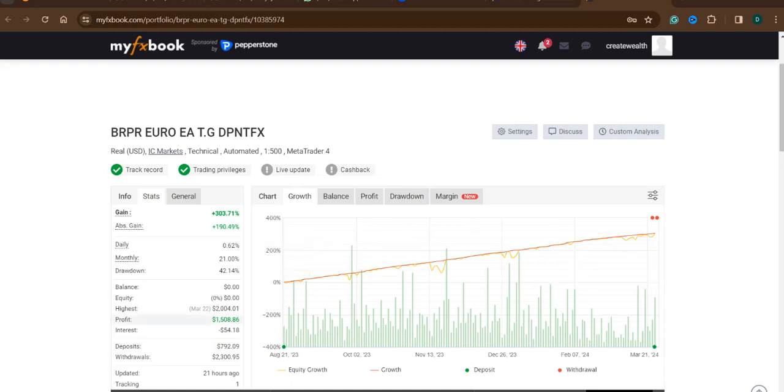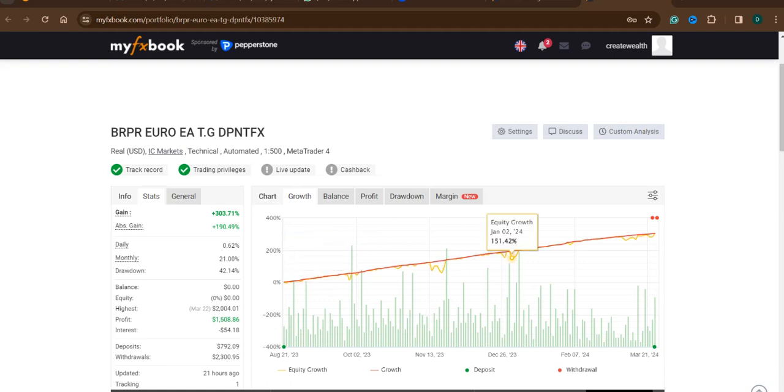It is 501 that we started with, and that is the reason it is showing 1508.86 as a profit. The highest was around 2004 that we reached last week when we closed this account. Otherwise it should be 2300 something. So it is 500 that we started with, and the maximum equity went up to 2004.01, and we withdrew all the amount. We made a withdrawal of 2300. I think it is not showing the exact number. Well, anyways, this is what the statistics is.